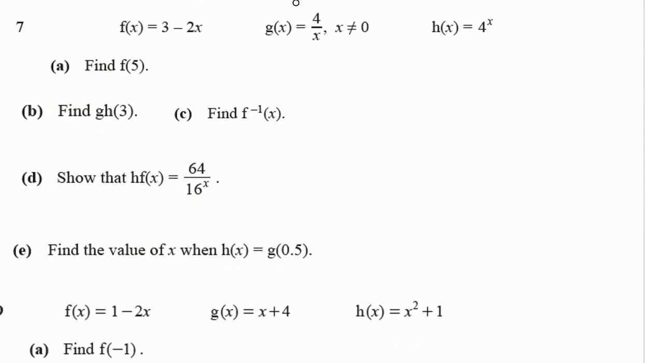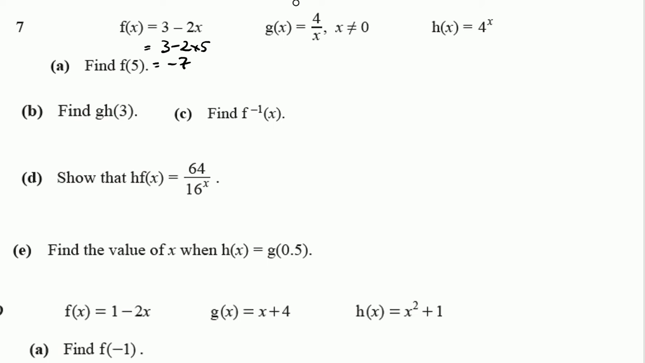So here's another functions question. I've got 3 different functions to work with, and the first thing it asks me to do is nice and simple, work out f of 5. f of 5 is simply f of x with a 5 in it. So 3 minus 2 times 5, and that's equal to minus 7.